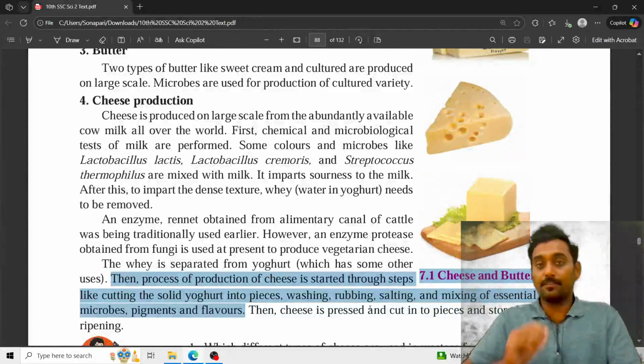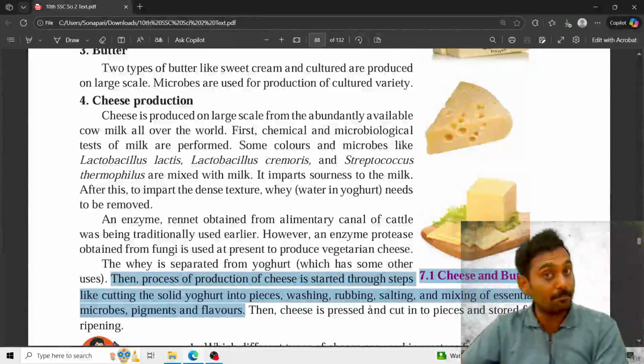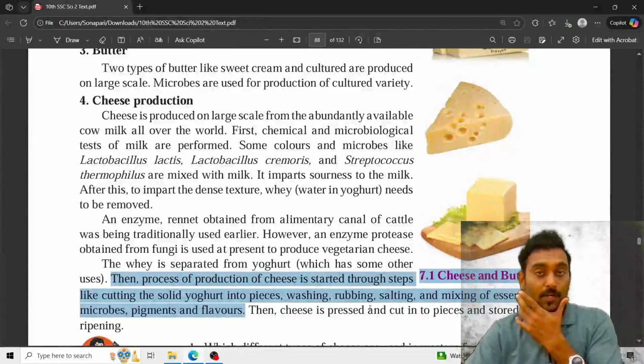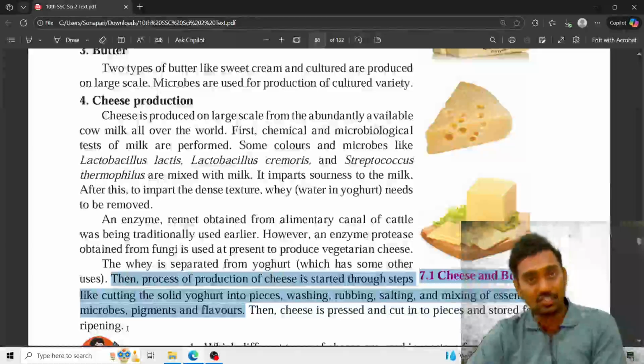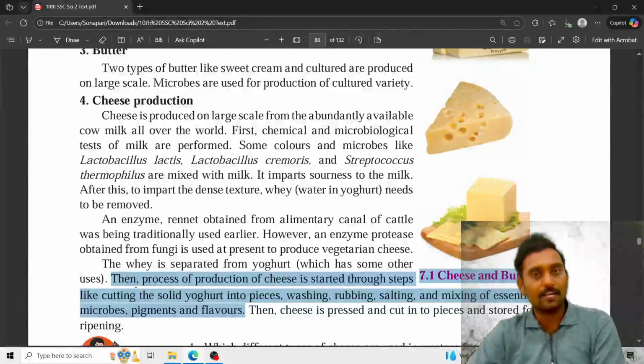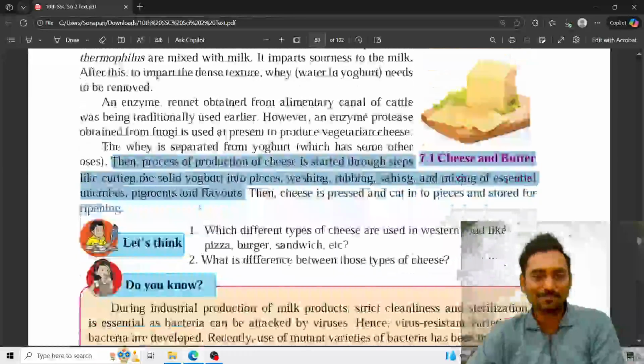Okay, without ripening, good quality cheese cannot be produced easily. For producing that, we have to ripen the cheese, and it takes a long time. With a longer duration, a good quality, heavy quality of cheese is produced.